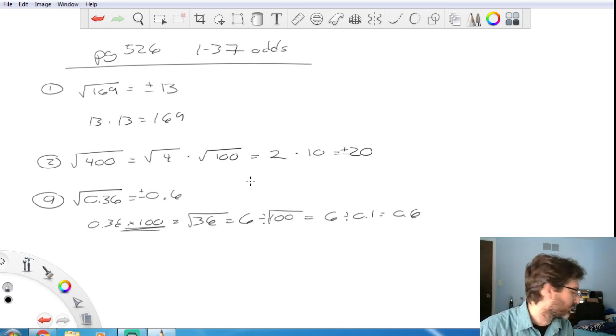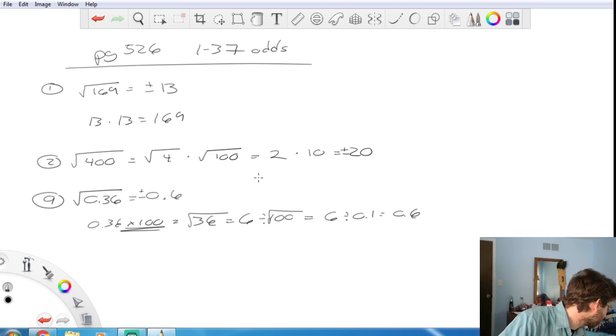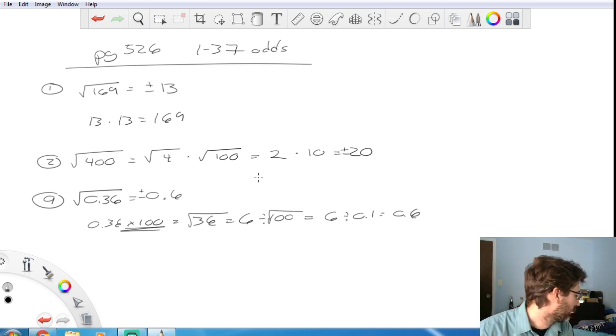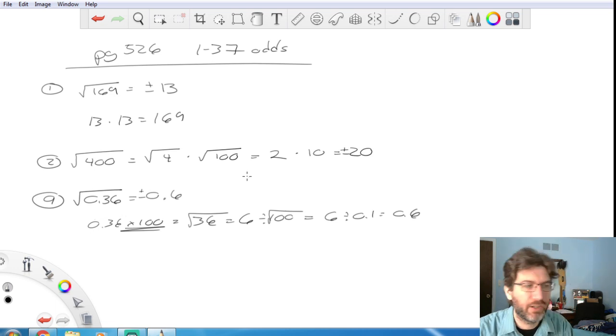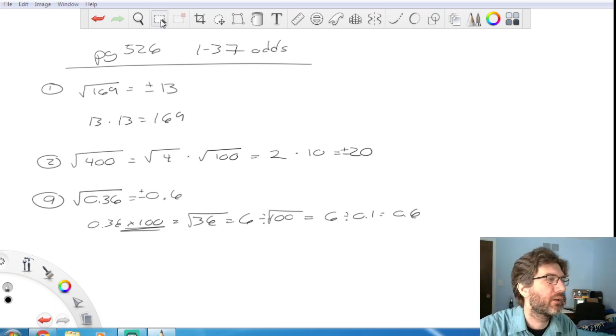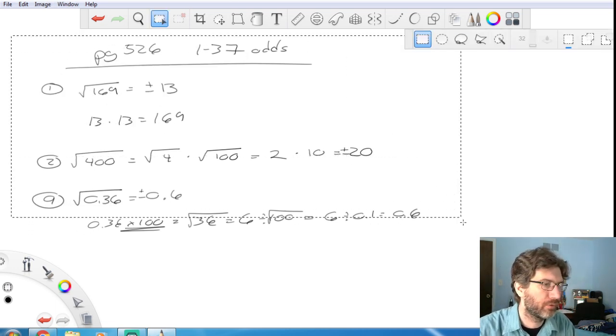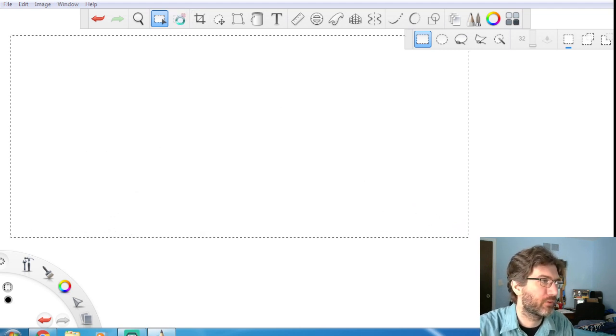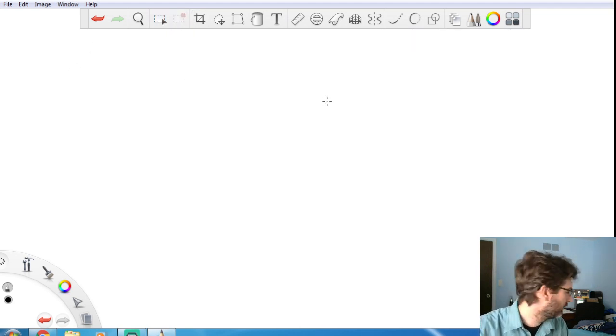So that should get you through the first section there. For 13 and 15, you just have to tell me if it's rational or irrational. And again, if it's a perfect square, it'll be rational. If it's not a perfect square, it'll be irrational. This shouldn't be too difficult for you.